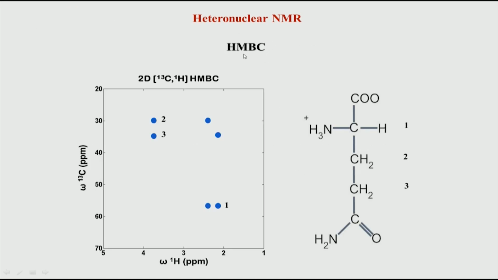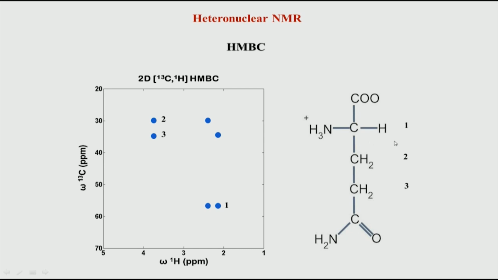As the name suggests, it is called heteronuclear multiple bond coherence spectroscopy. Now, what is the extra information we get here which we do not see in the last two experiments? We will have a look. Here is again a schematic, and this is the molecule glutamine which we have seen in the HSQC analysis.